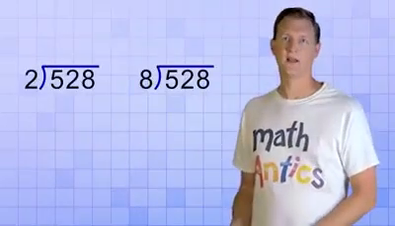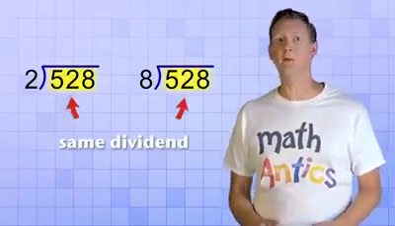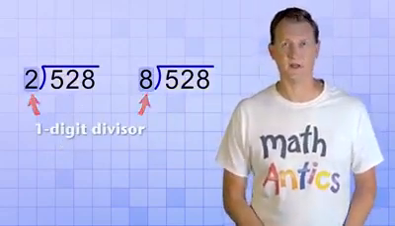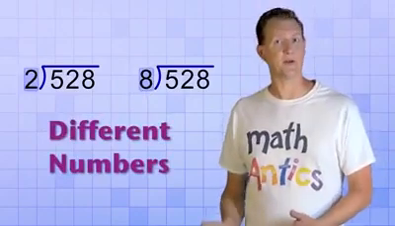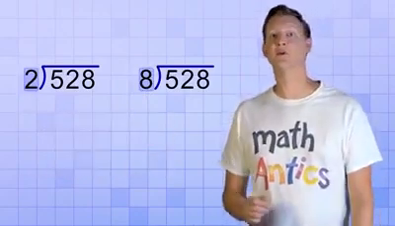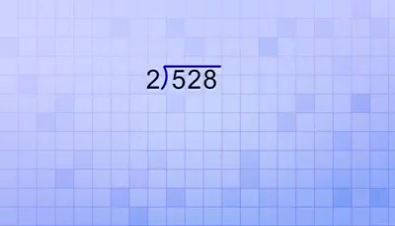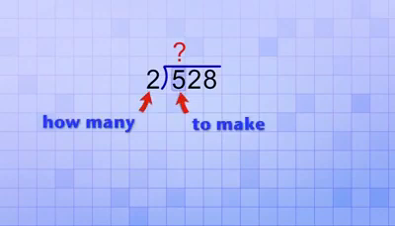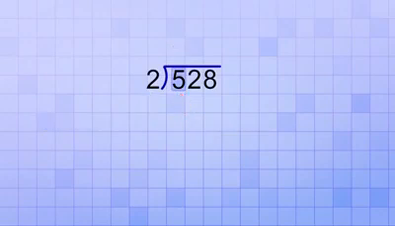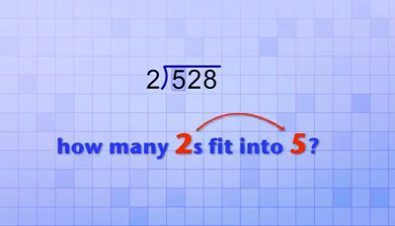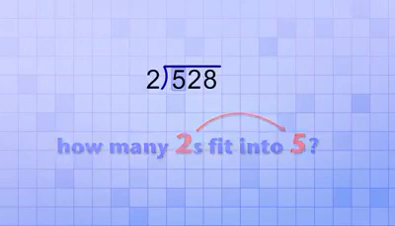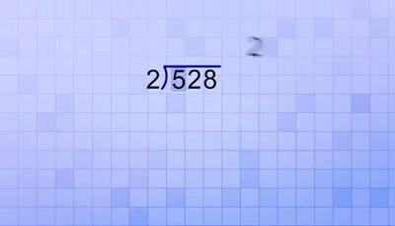To see what I mean, have a look at these two division problems. They both have the same dividend and both have a one-digit divisor. But these divisors are different numbers, and as you'll see, that's going to affect our digit by digit division process. To solve this first problem, we start by asking, how many 2's does it take to make 5 or almost 5? Or you can think of it as how many 2's will fit into 5. And it's easy to see that the answer is 2. So we put a 2 as the first digit of our answer.